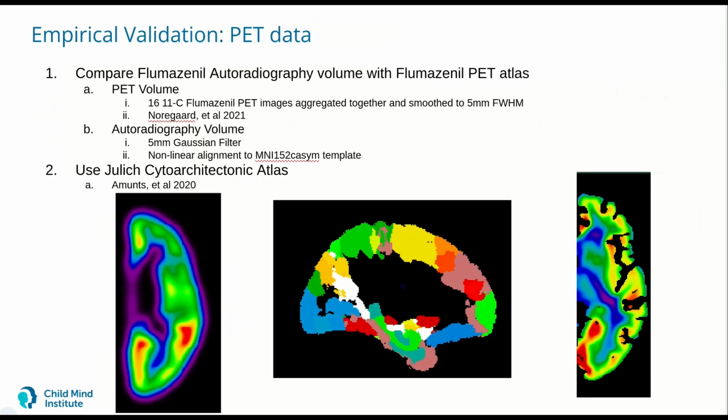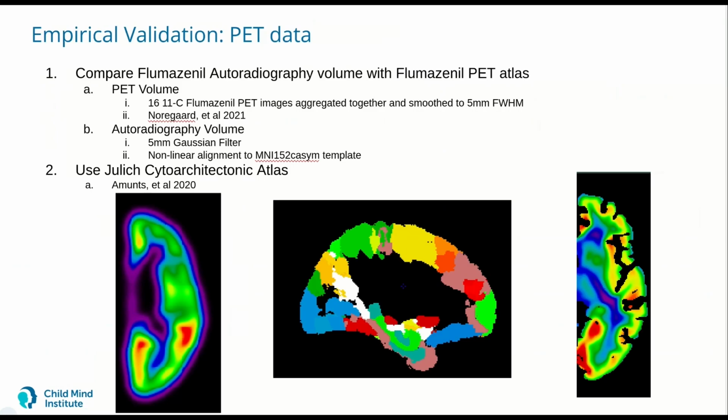And the closest we could get to that was comparing the reconstructed autoradiography volume, the flumazenil volume, with a published flumazenil PET atlas, which comes from Norgaard et al. in 2021. This is Gitte Knudsen's group. There they took 16 subjects with PET images for the flumazenil ligand, aggregated them together, and smoothed them with a 5 millimeter full width half maximum kernel. And so we did the same thing with the autoradiography volume, so they'd have the same spatial resolution.